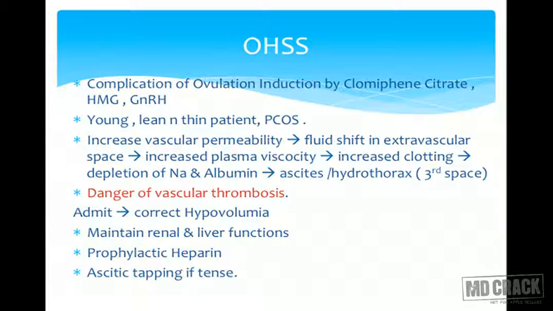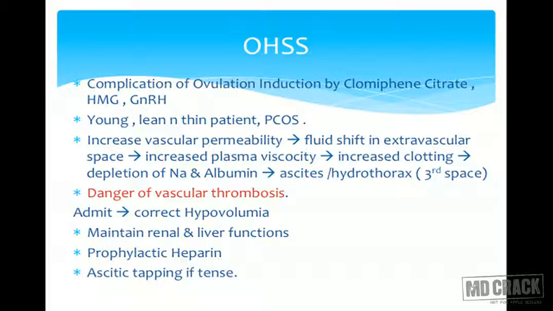Biggest side effect or condition is OHSS. It's a complication of ovulation induction either with CC or HMG or GnRH. Usually seen in young and lean patients, resistant PCOS. What happens is there is multiple follicle formation, maybe 10-20 on this side, 10-20 on another side. It increases vascular permeability. Fluid shifts from intravascular compartment to extravascular compartment. Increased plasma viscosity. Increased clotting, there is depletion of sodium and albumin, and there is accumulation of fluid in the third space, that is ascites, or there can be hydrothorax.